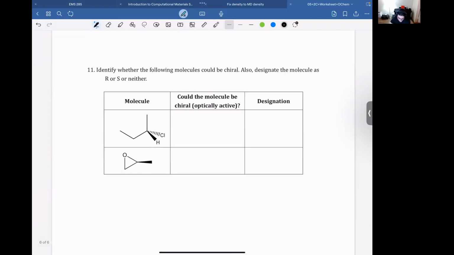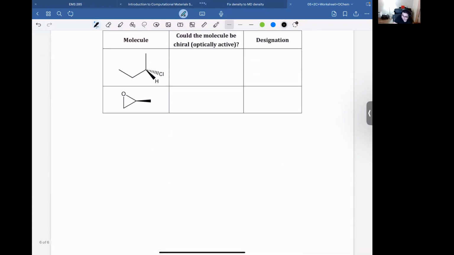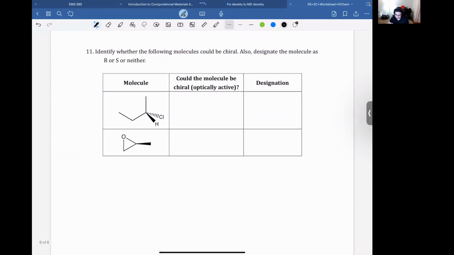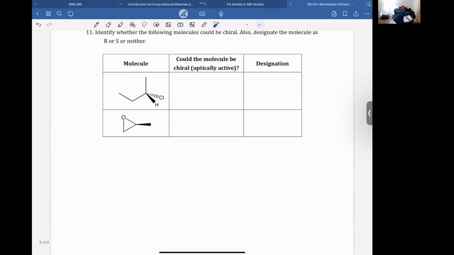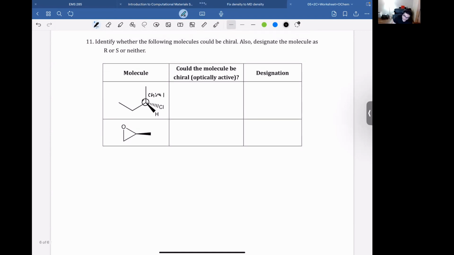Moving on to number 11, and the last one, it says, identify whether the following molecules could be chiral. Also designate the molecule as R, S, or neither. So what we're doing here is, again, looking for a chiral carbon. This carbon is connected to 4 unique things, as we went through before. I won't be going over that again. It is chiral.